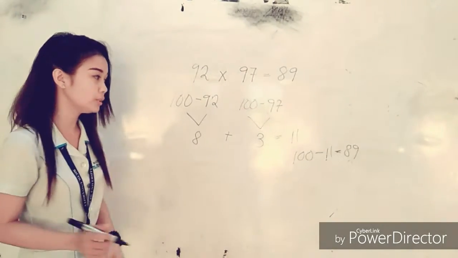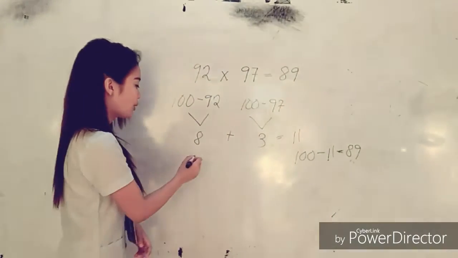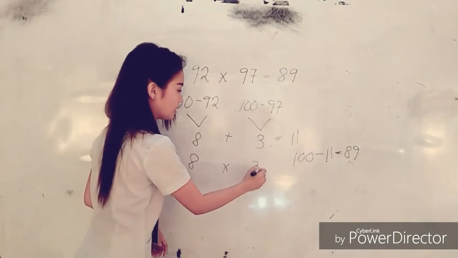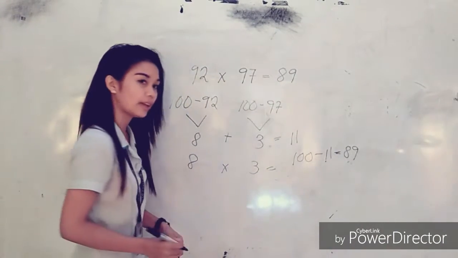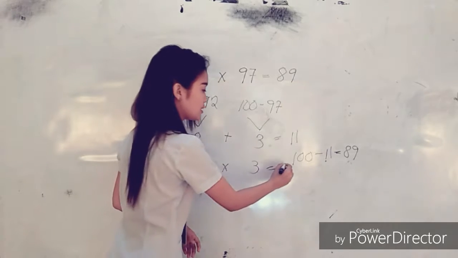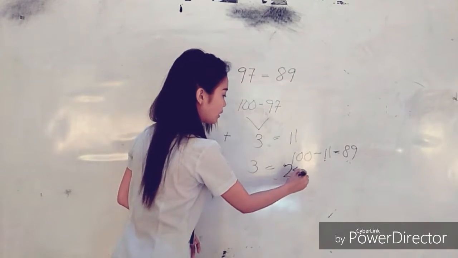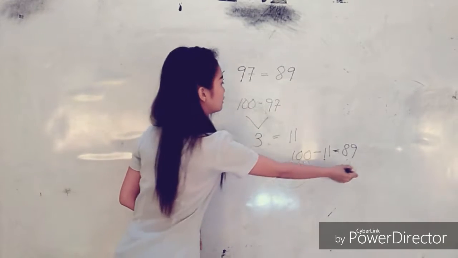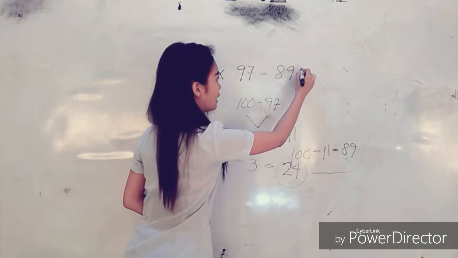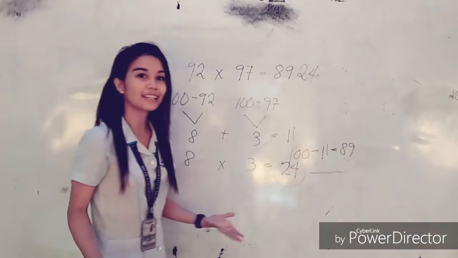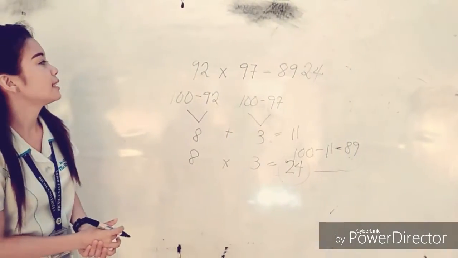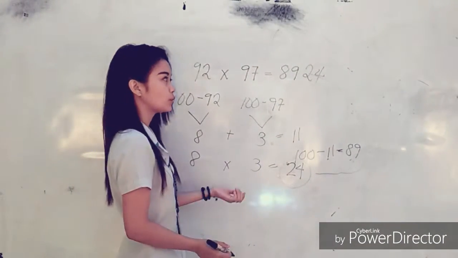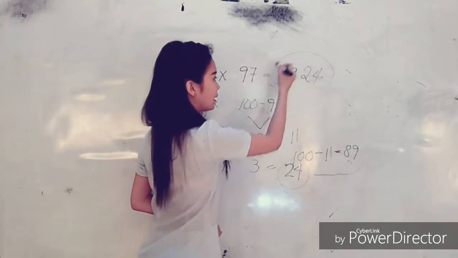Then, the next thing we will do is multiply 8 and 3. And we get 8 times 3 is 24. And 24, we will put beside 89. So that's it. We have the product. So 92 times 97 is equal to 8,924.